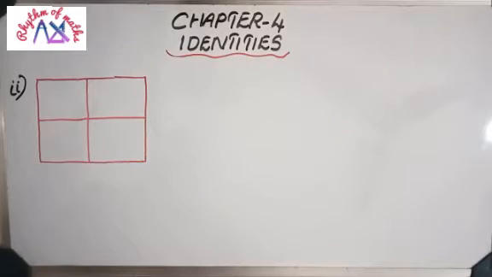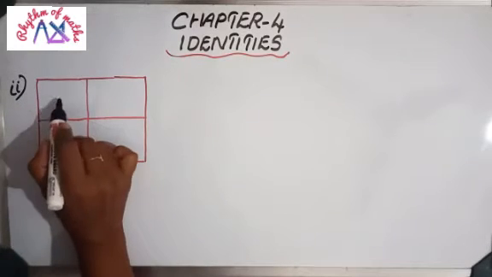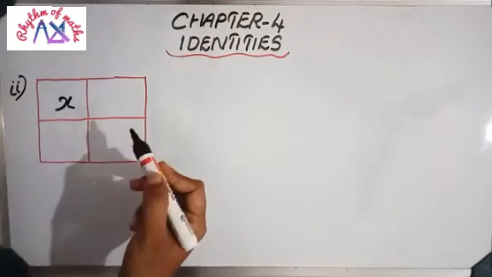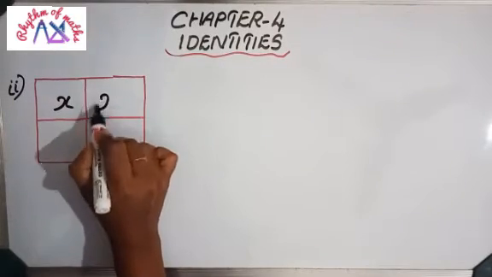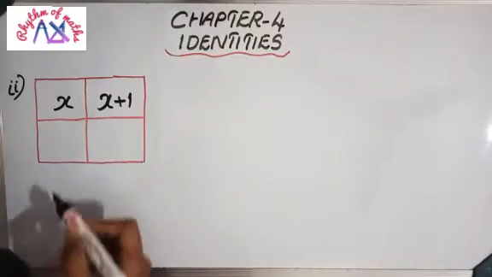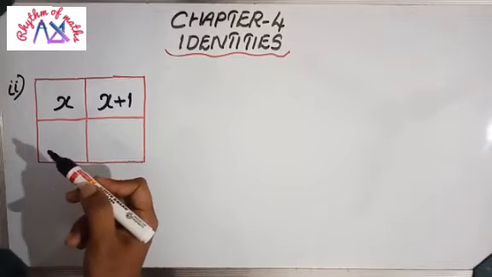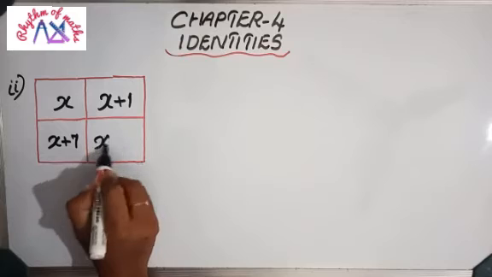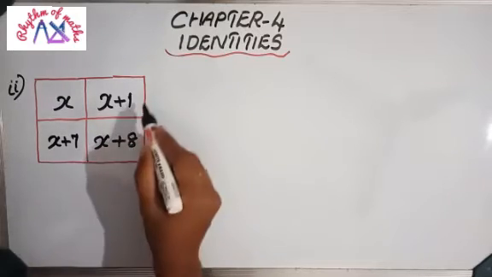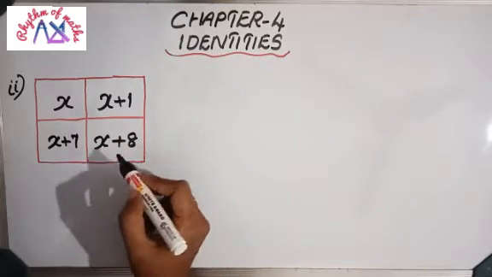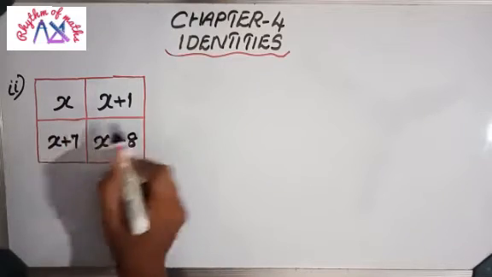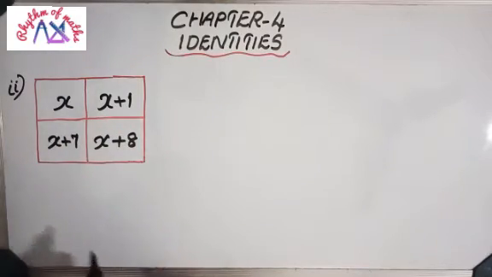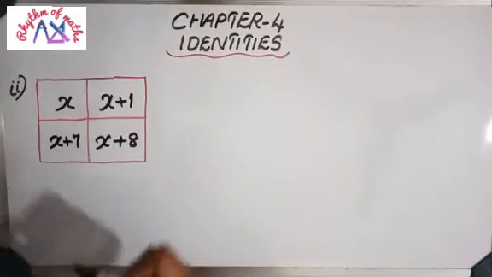So, the square of 4 numbers using algebra. Let's start from x. The first number we consider as x. The next number will be 1 adding, that is x plus 1. Now moving downwards, 7 is adding, so x plus 7. Next is x plus 8. So these are the 4 numbers, 2 rows and 2 columns, like this.